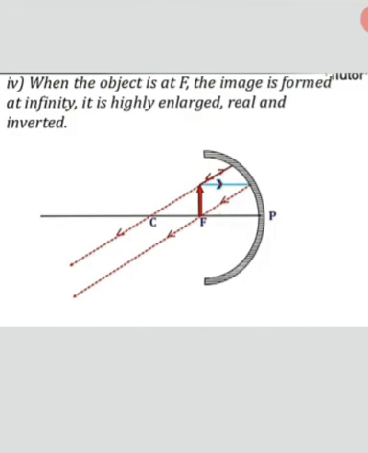Next, if an object is placed at focus, where will its image be formed? Its image will be formed at infinity, as you can find out, and in this case also, the size of the image will be enlarged and its nature will be real and inverted.